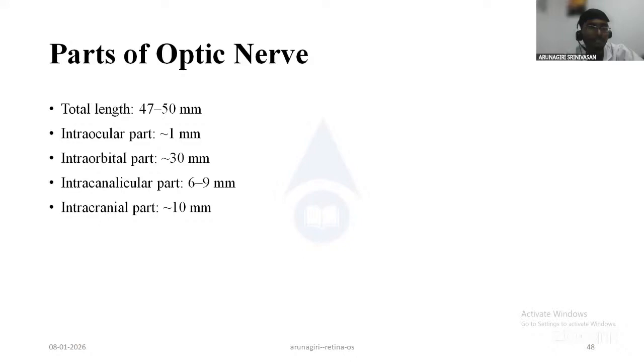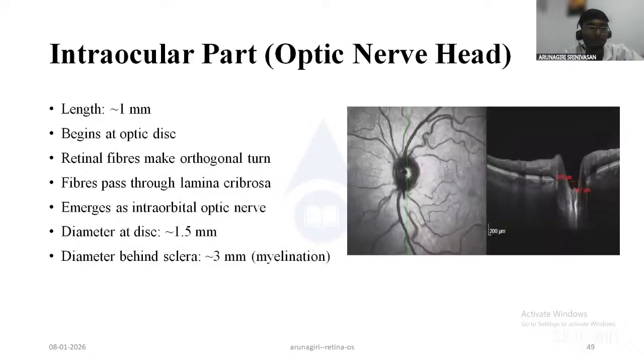Parts of the optic nerve: totally 47 to 50 millimeters in length. The intraocular part is almost 1 mm. The intraorbital part is almost 30 mm. Sorry, the intracanalicular part is 6 to 9 mm, and the intracranial part is almost 10 mm.